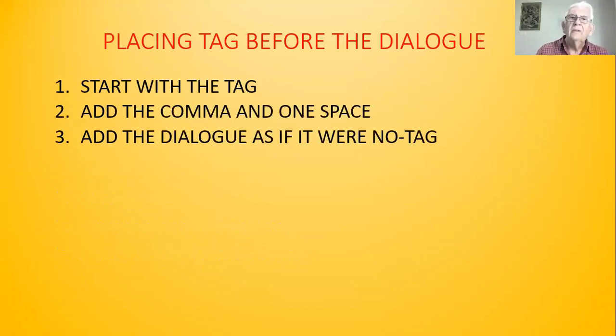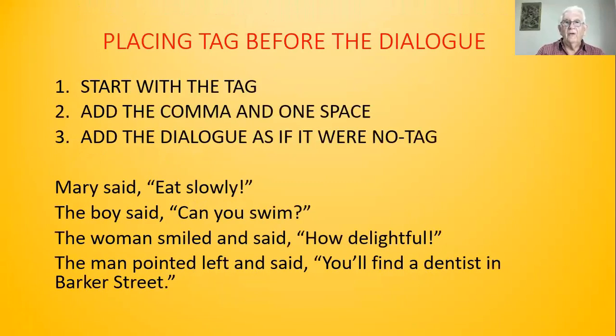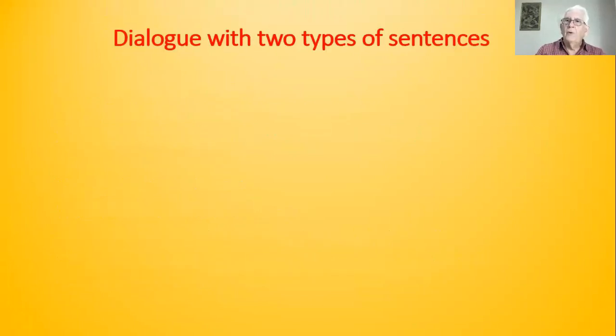Last thing we do is add the piece of dialogue that we've always had as a standalone one or when there was an action tag. So start with the tag, add the comma and one space, and add the dialogue as if it were no tag. So simple. All good? Great. And you notice, going back to those, there's our 4 traditional sentences, standalone. And if you look, there's not a change there when you see those tagged on the end of that statement. Exactly the same.